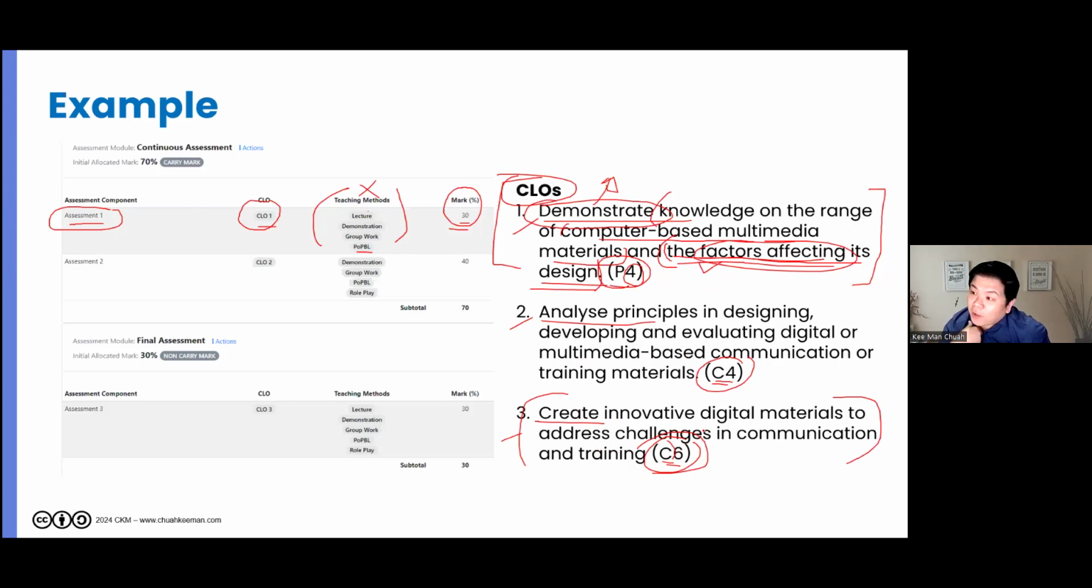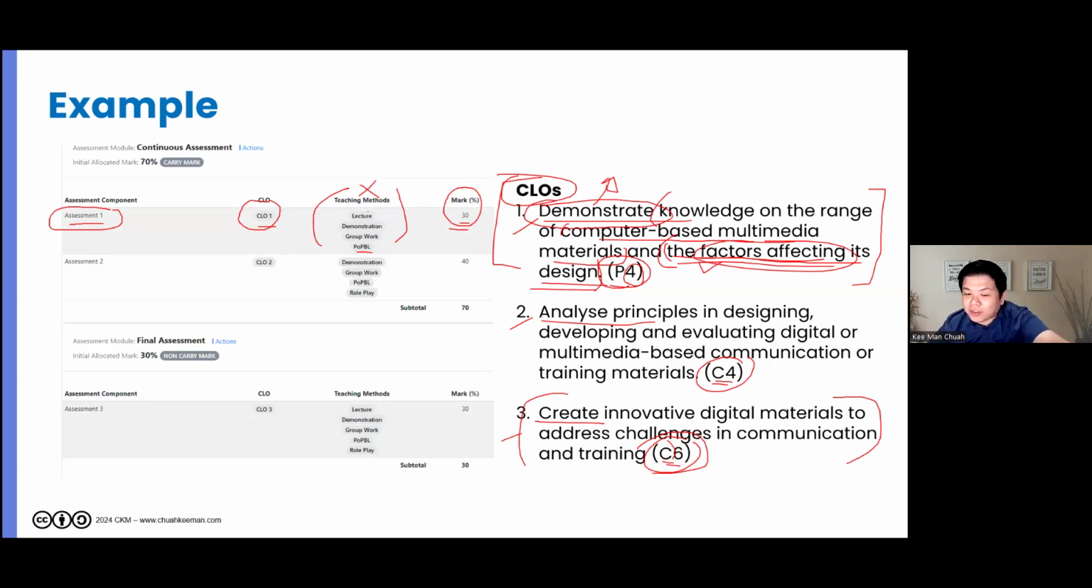So for example, CLO3 now, you can't ask them to have a mini plan. So the proposal or the plan has to be slightly longer, with more content, more elements or more components because of the C level here. You get what I mean? So apart from doing it, they also have to have that kind of critical mind on coming up with a problem statement, generating ideas and all that.